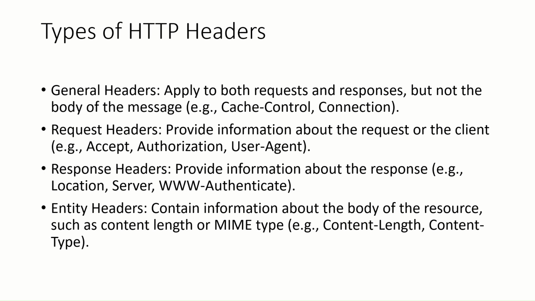Example, accept, authorization, or user agent. So these things that are given in the example are the parameters that are being sent from either the front end or the back end. Here, when we are talking about the request headers, accept, authorization, and user agent are the parameters being sent by the front end to the back end in the API request header.